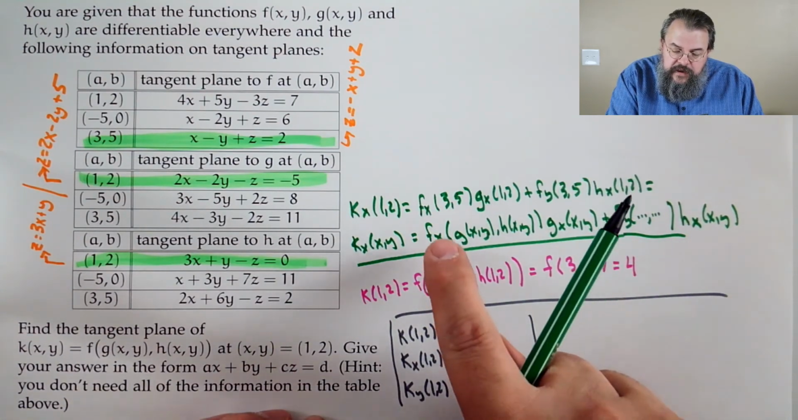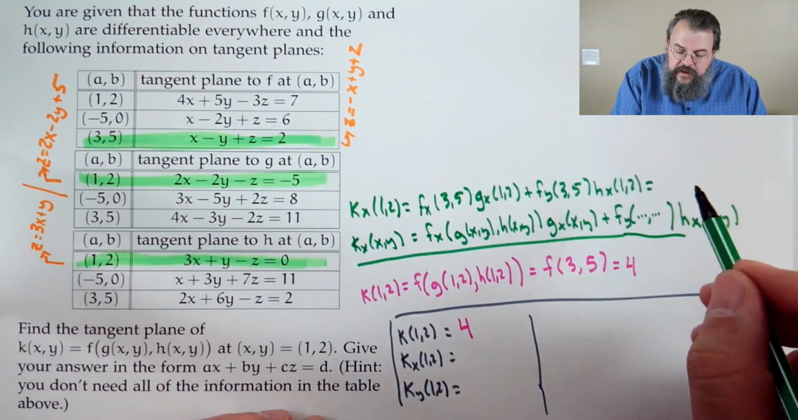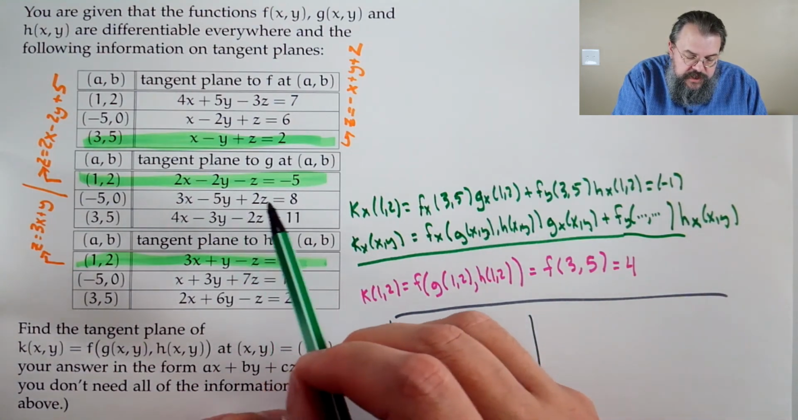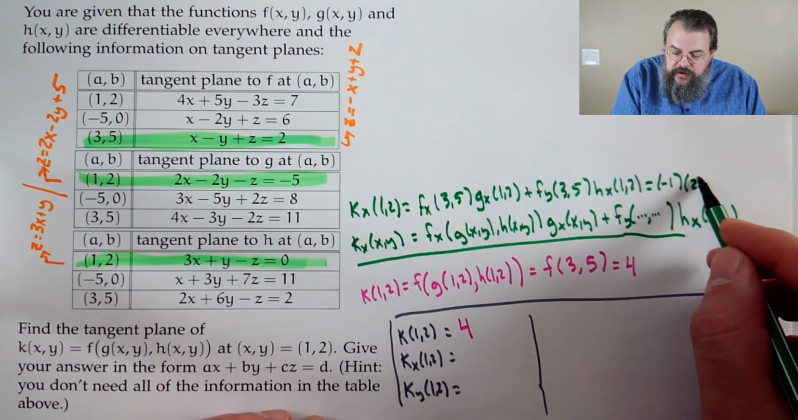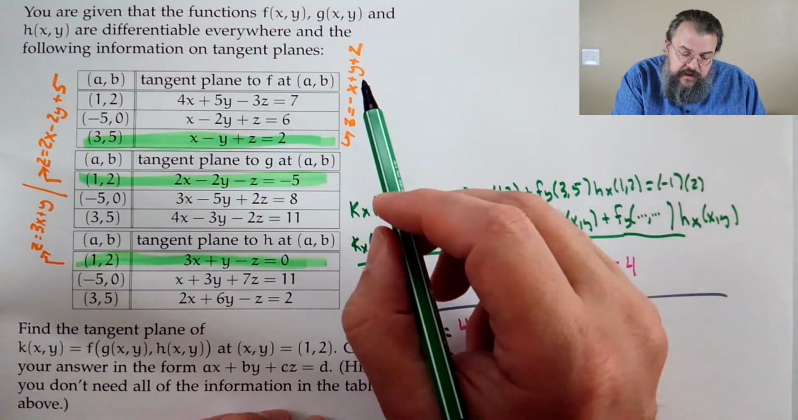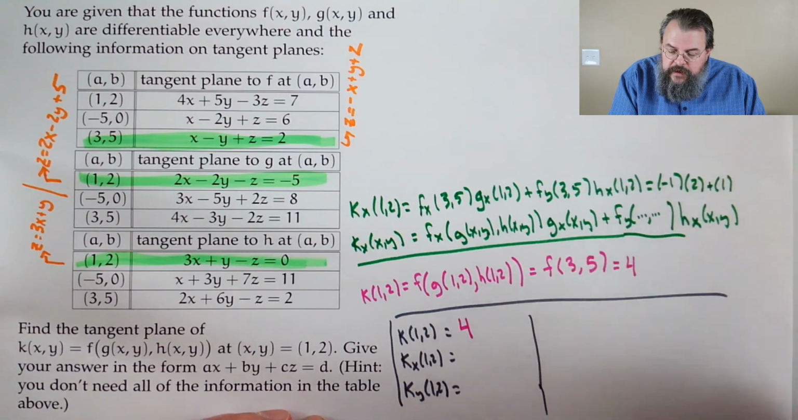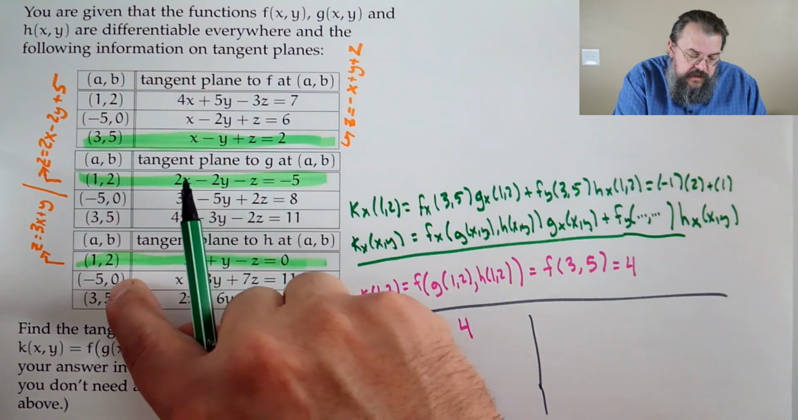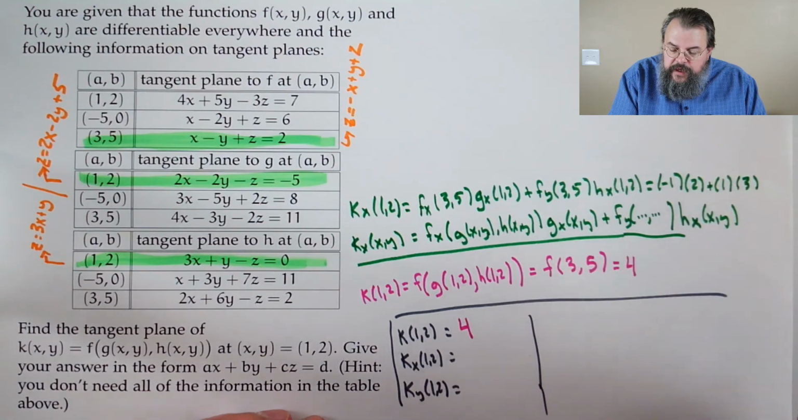Well, we can read these off. F sub x at (3, 5), well, that's the coefficient for x here, negative 1. G sub x, well, we go to where g is. That's this one. Read off the coefficient for x. That's 2. F sub y at (3, 5), okay, that's the coefficient for y. That's a 1. And then h sub x at (1, 2). Come down here and read off the coefficient for x. That's a 3. So we get a minus 2 plus 3, giving us 1.